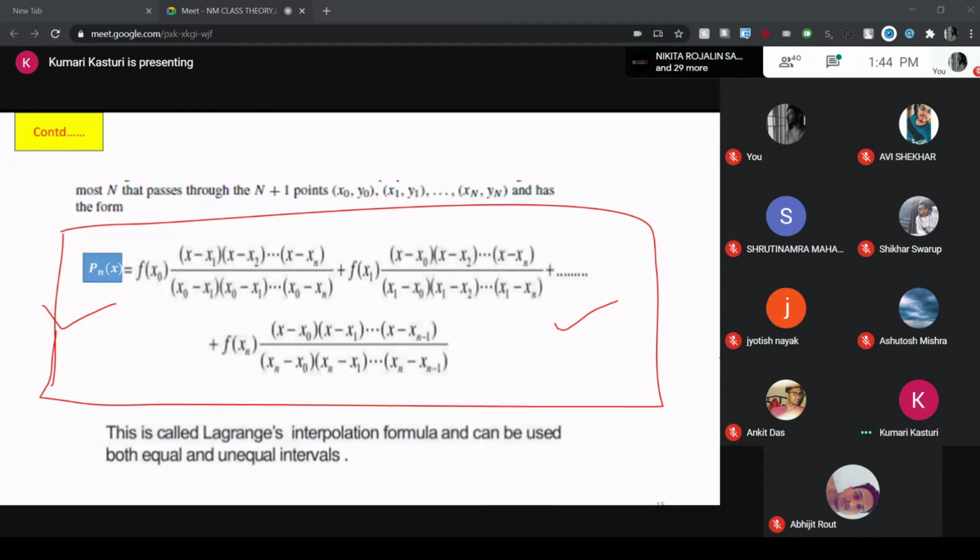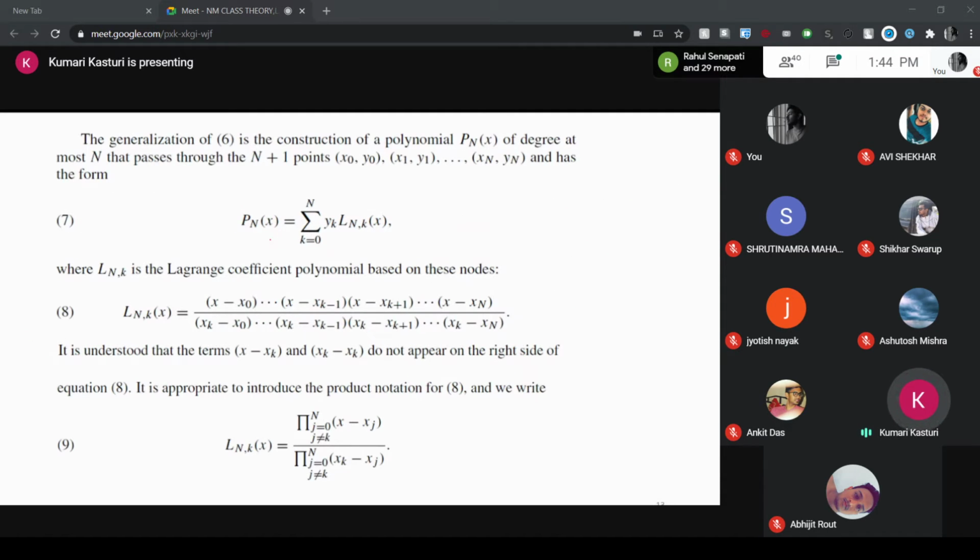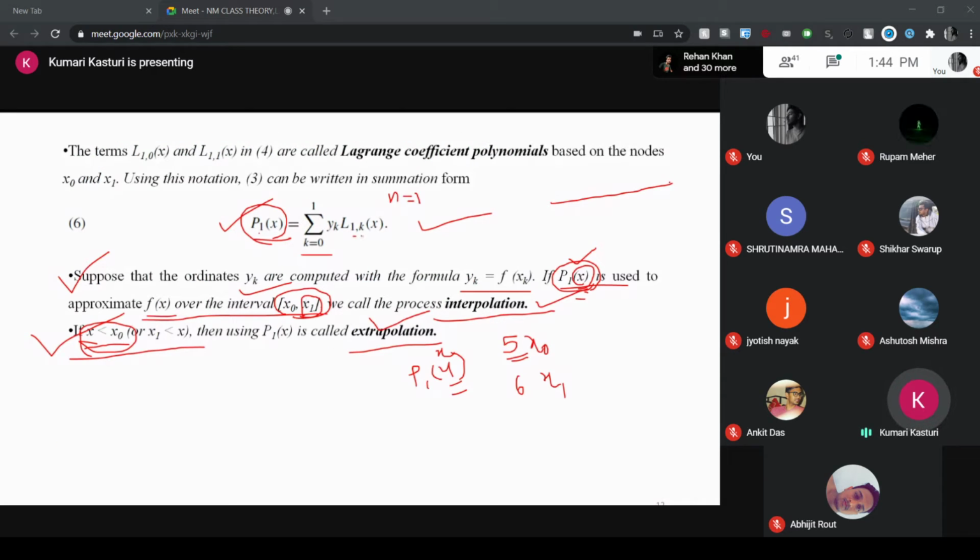Yes, ma'am. Okay, now just see here one thing. If we go to the material, don't get confused about that. Whatever, just see here, I will tell you so that you can understand. It is P1 of x. Here n is taken as 1, which means only a 2-point data set is given to you. You are finding the linear polynomial, so that is P1 of x. If we write it in terms of n, it is just the same. Just see here, k equals 0 to 1, yk, L1k. This L I have already told you is nothing but your Lagrange coefficient polynomials.